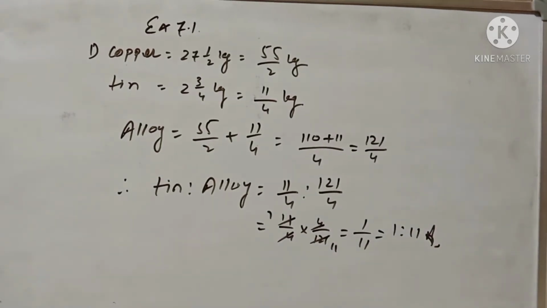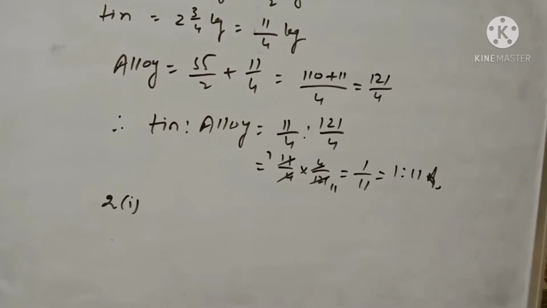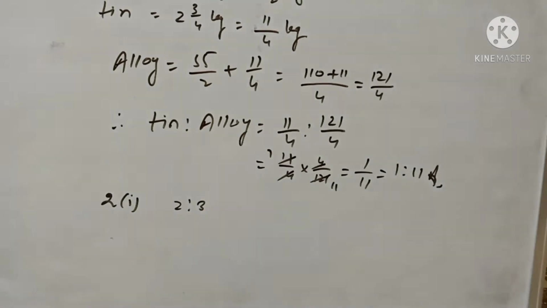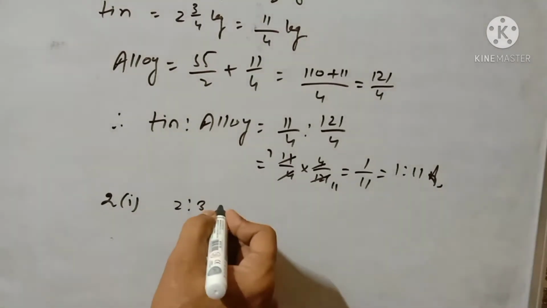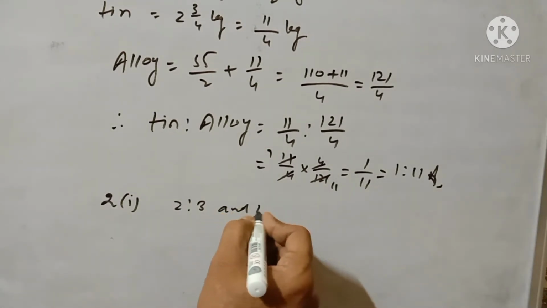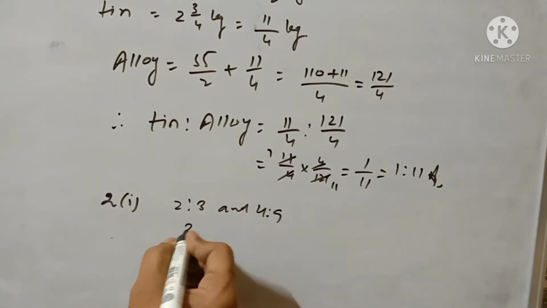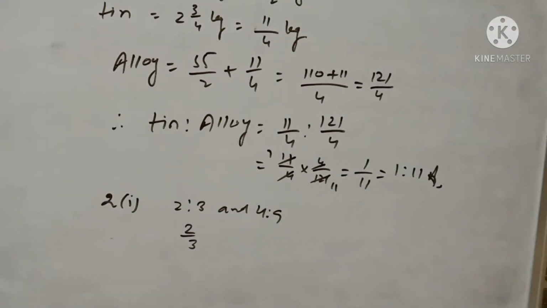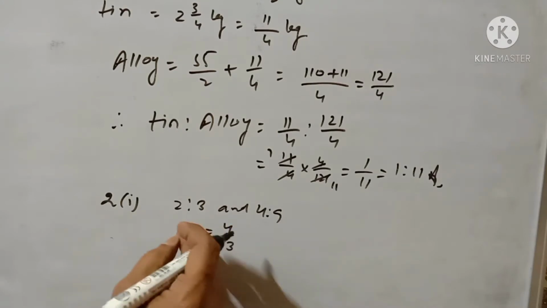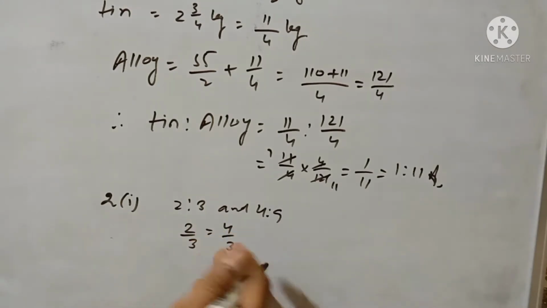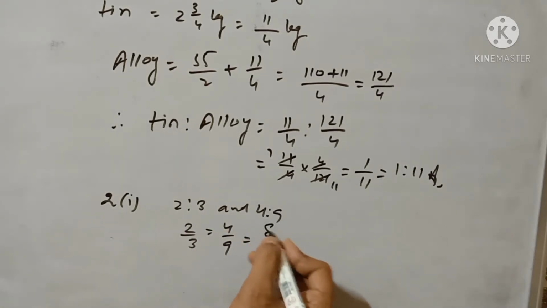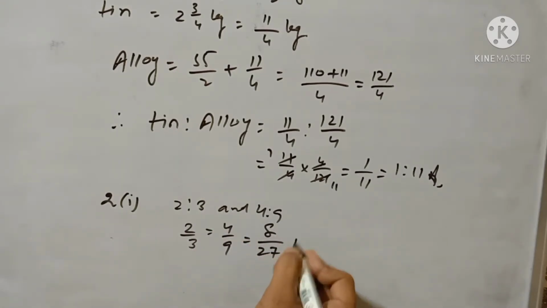Write down please. Question number 2 first. Find the compounded ratio of 2:3, 2:3, 2:3 and 4:9. I can write 2/3 into 4/9. As we know, this term will multiply this term and this term will multiply this term. So it will come 4 to the 8, and this is 27. This is our required answer.